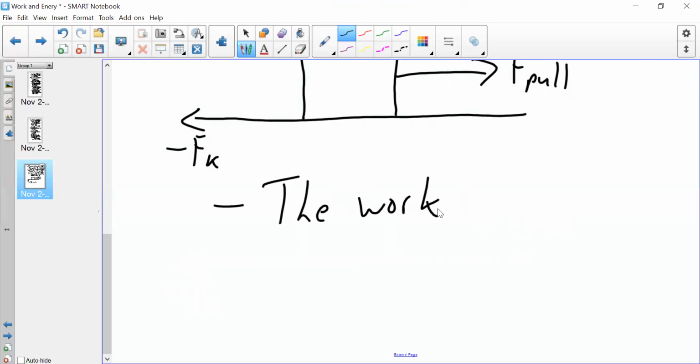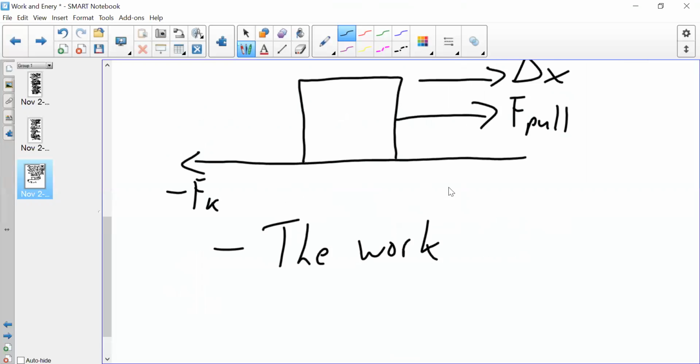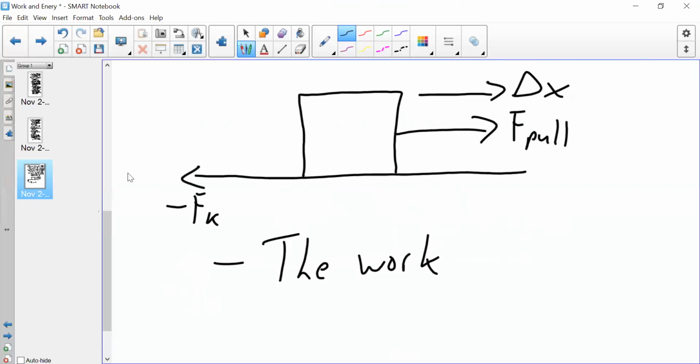So we have two forces in question here. We have the pulling force and the friction force, the kinetic friction force. The pulling force is going with the displacement. The friction force is going opposite displacement. We have a normal force and we have force of gravity. But we're going to see why they're not important in the concept of work.